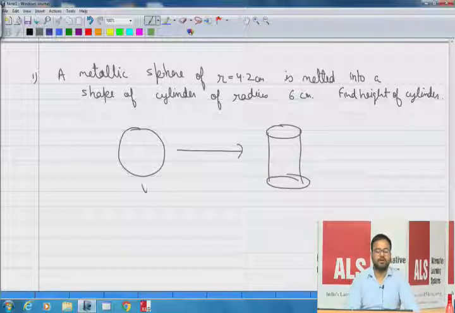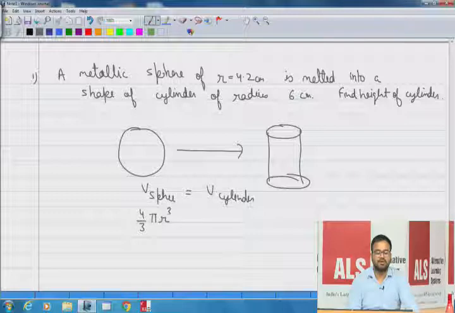So volume of a sphere is equal to volume of cylinder, right? Volume of a sphere is 4 by 3 pi r cube, and volume of cylinder is pi r square h. The pi will get cancelled out from both sides. So 4 by 3 r cube, so it is 4.2 whole cube, this is the radius of the sphere, and that is equal to r square, 6 square times height. So you have to figure out the height over here.